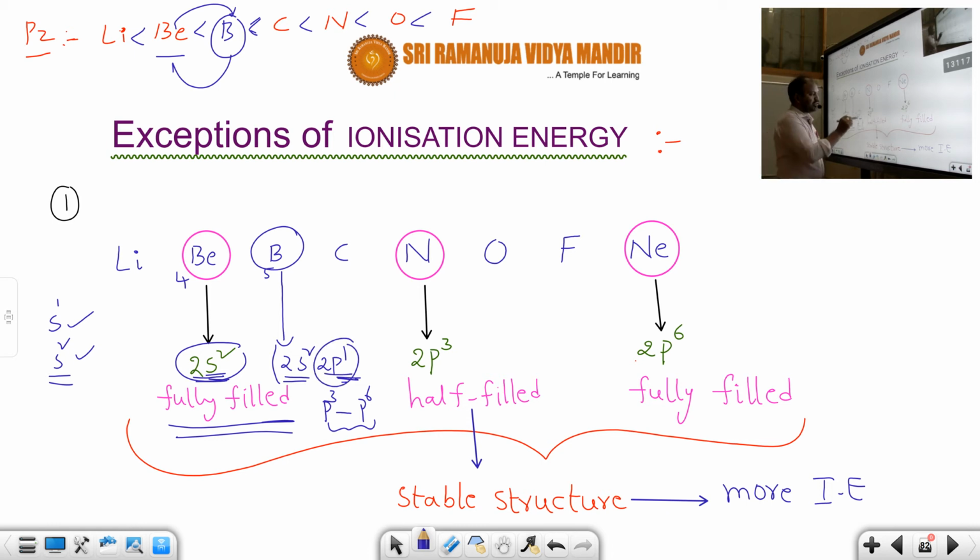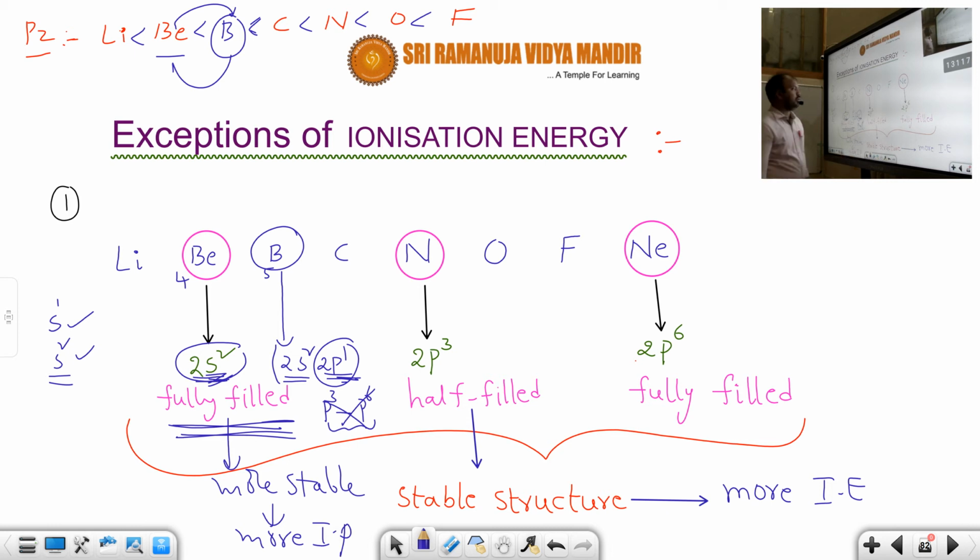So here in p, how many electrons are there? Only 1 electron. Either p contains 3 electrons or p contains 6 electrons to be more stable, but here p has 1 electron. It is neither half-filled nor fully filled, so this is an unstable case. But in 2s2, the s orbital is completely filled, a fully filled structure, and a fully filled structure is more stable. When it is more stable, it has more IP. That's why, comparing beryllium and boron, beryllium has more ionization potential.